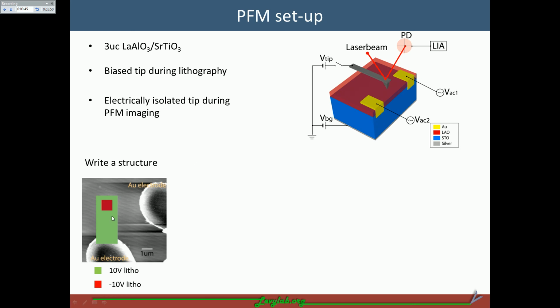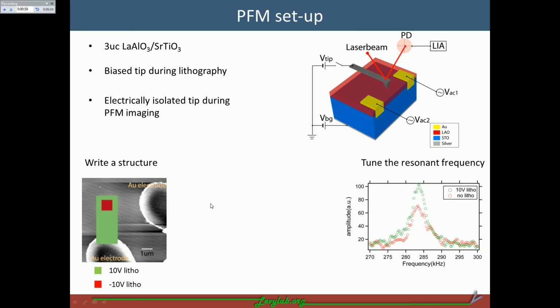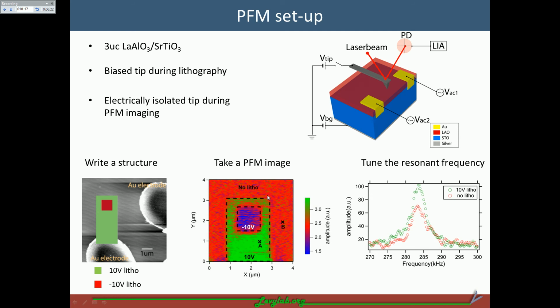So what we did is first we write a structure, shown in this figure. We use 10 volts to write a rectangular area, and then negative 10 volts to erase a square in the center. And then we tune the reference frequency at the lethal area and the non-lethal area. We can see here that the amplitude of the piezo response has a difference, and we can use this difference to make a PFM image as shown here. So we can clearly see the structures we wrote before.